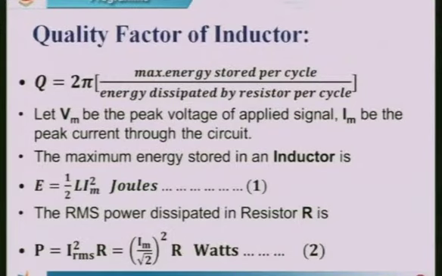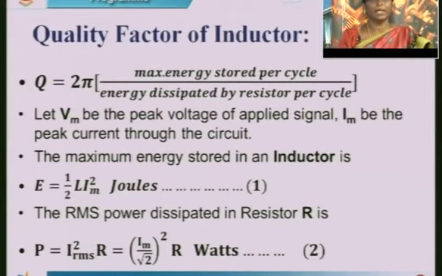We are going to just discuss what is the quality factor of an inductor. In general, quality factor is nothing but 2 pi, because we calculate it per cycle in a circuit. So it is 2 pi into the maximum energy stored per cycle divided by the energy dissipated by the resistor per cycle. Since the dissipative component here is the resistor, we have taken the energy dissipated by the resistor per cycle. So I am giving the quality factor of an inductor.